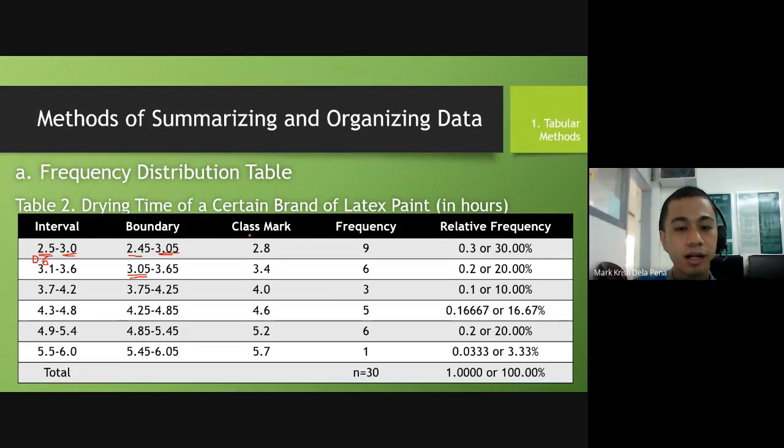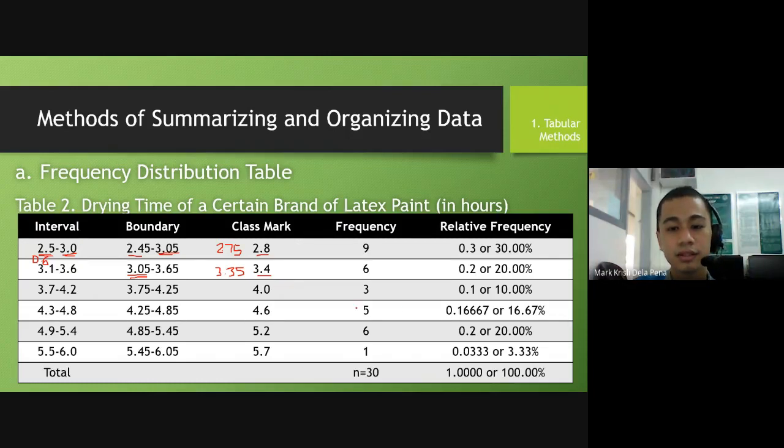Now, the class marks. Again, the class marks are called the middle values. We get the class marks by adding the lower limit and the upper limit. You will get 5.5, and divide it by 2. You might get 2.75, but since we only have one decimal place, we will round it off. That's why we got 2.8. Same with the next interval: 3.1 plus 3.6 is 6.7. Divided by 2, you will get 3.35. Since our data has only one decimal place, we round it off, so we get 3.4.